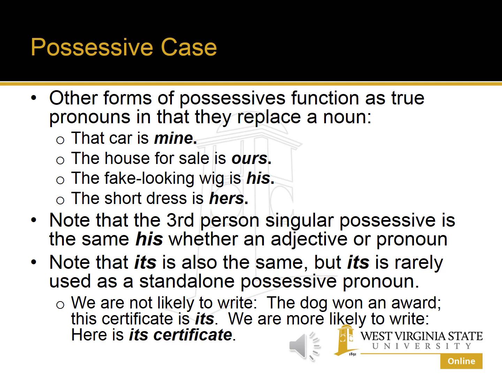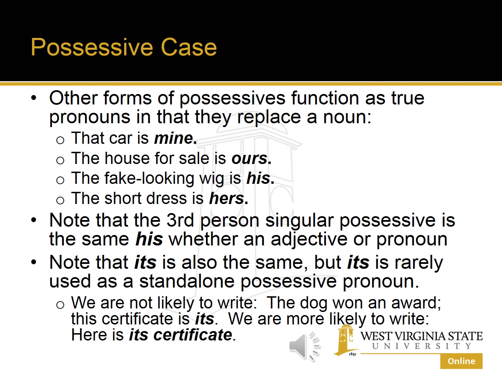So that car is mine. I could say that car is my car, but then I have to repeat the noun. So instead, I'm using a true pronoun to replace the noun car, and I'm saying that car is mine. It combines the adjective my and the noun car into one. The house for sale is ours. So again, we have a possessive pronoun that is replacing the noun house, and its form also is different from the adjective. The adjective form is our, the possessive pronoun form is ours.